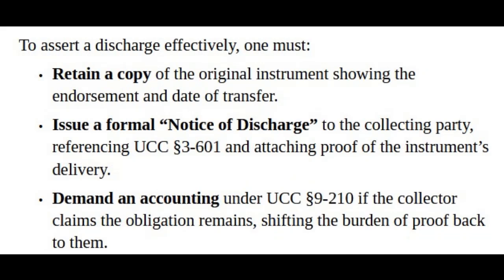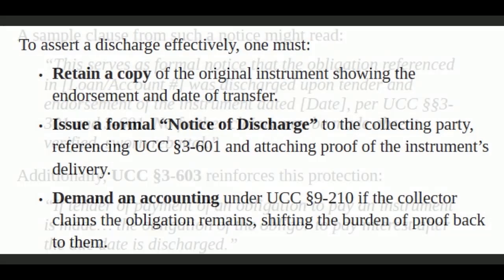To assert a discharge effectively, one must retain a copy of the original instrument showing the endorsement and date of transfer. Issue a formal notice of discharge to the collecting party, referencing UCC Section 3-601 and attaching proof of the instrument's delivery. Demand an accounting under UCC Section 9-210 if the collector claims the obligation remains, shifting the burden of proof back to them.